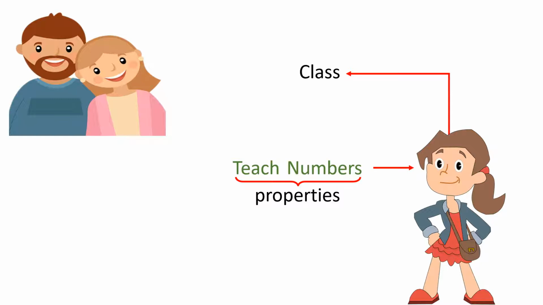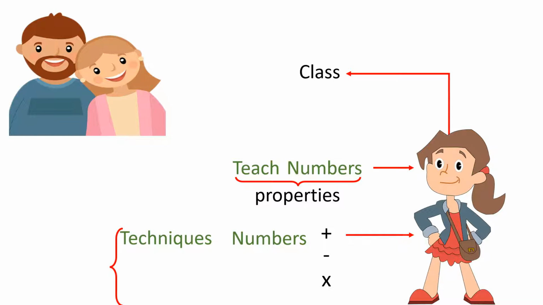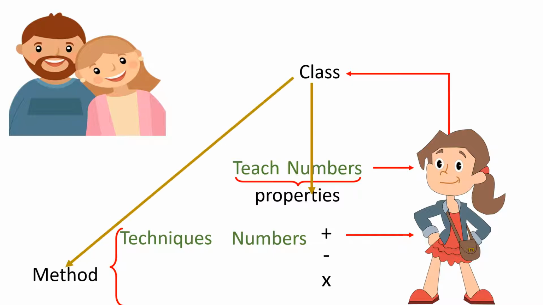Now after teaching this, you also explain the techniques to use these numbers, like addition, subtraction, multiplication, etc, and you explained all these things to her. These techniques will be referred to as methods. So what we see is a class has properties and methods. Whenever you use a method in certain circumstances, that's called an instance.